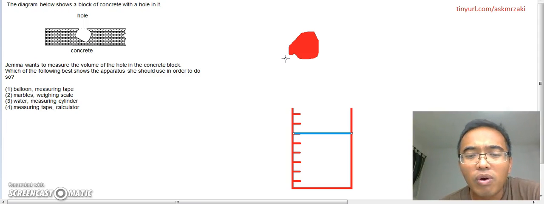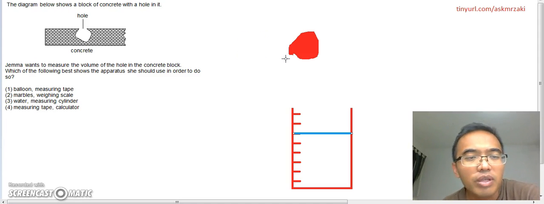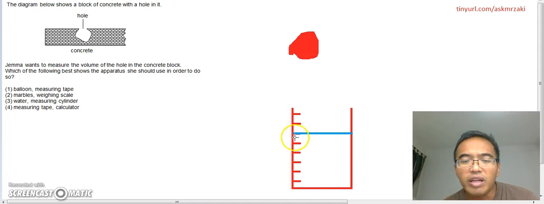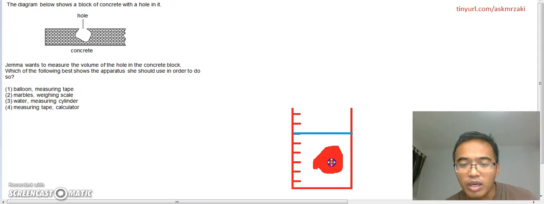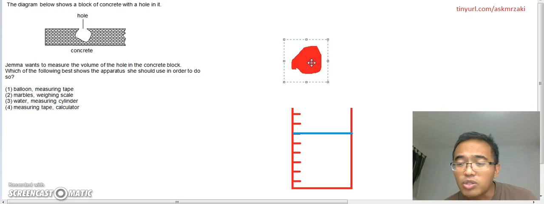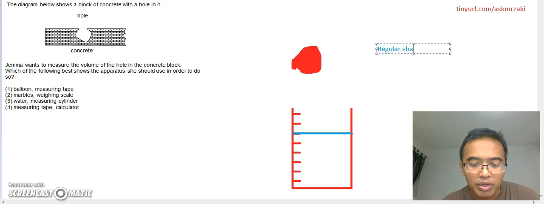Well, that works for regular shaped objects like a cube or any kind of cuboid. But for irregular shapes in science, we often meet things that are not so mathematical. So what do we do? Normally what we would do is we take a measuring cylinder, fill it up with water, and then put this object inside. Remember, a solid has a fixed shape and a fixed volume.